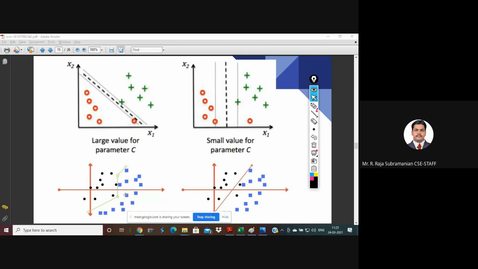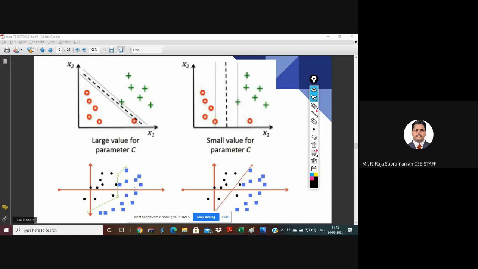Next comes the regularization parameter C, which decides whether the model is going to be overfitted or underfitted. If the C value is very large, then we say that the model is going to overfit, and if the C value is very low, then we clearly say that the model is not doing anything, it is underfitting. So we need to find an optimal value for C also, right?